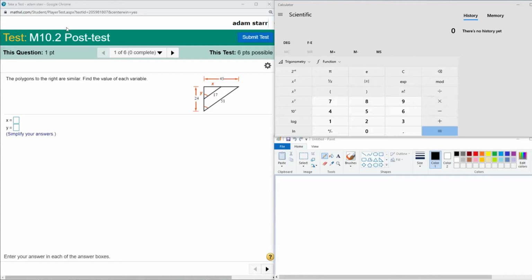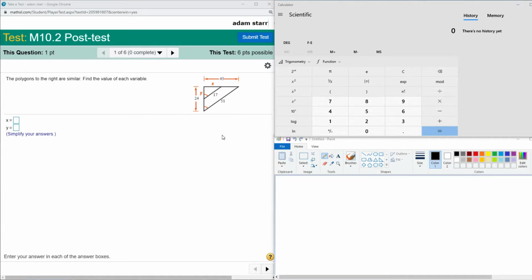Hi everyone, this is 10.2's post test, which is congruent and similar figures. A lot of similar figures has to deal with proportions, as similar figures have the same proportions of their sides, and their angles are all going to be the same.